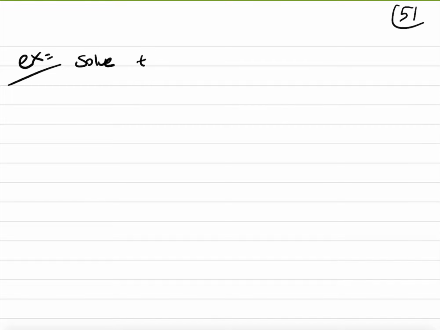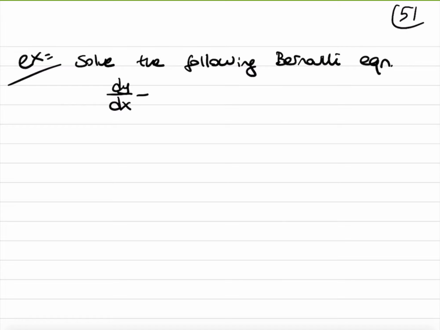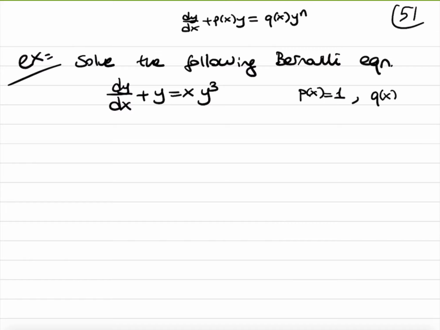Okay, solve the following Bernoulli equation, let's say dy over dx plus y is equal to x y cubed. And here, if you remember, Bernoulli was dy over dx plus p of x y is equal to q of x y to the power n. Here we have p of x is equal to 1, q of x is equal to x, and n is equal to 3.